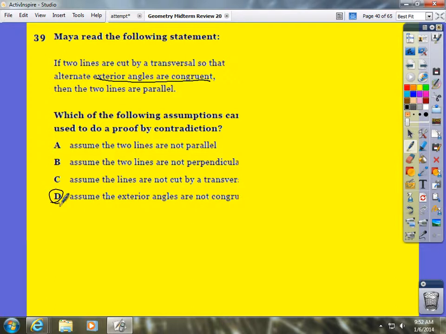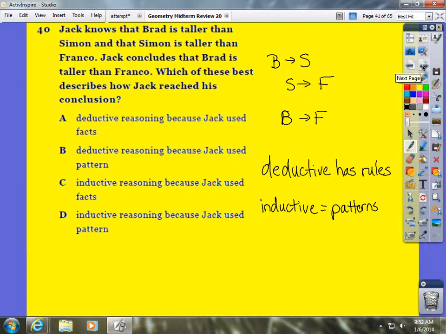And 40. Jack knows that Brad is taller than Simon, and Simon is taller than Franco. Okay, so he concludes that Brad is taller than Franco. That's his conclusion. He used step-by-step deductive reasoning. Deductive reasoning is basically giving us rules, giving us theorems. Okay, this is the transitive property. A rule saying that if one is bigger than a second and the second is bigger than the third, then the first is bigger than the third. Okay, so he used facts, deductive reasoning.